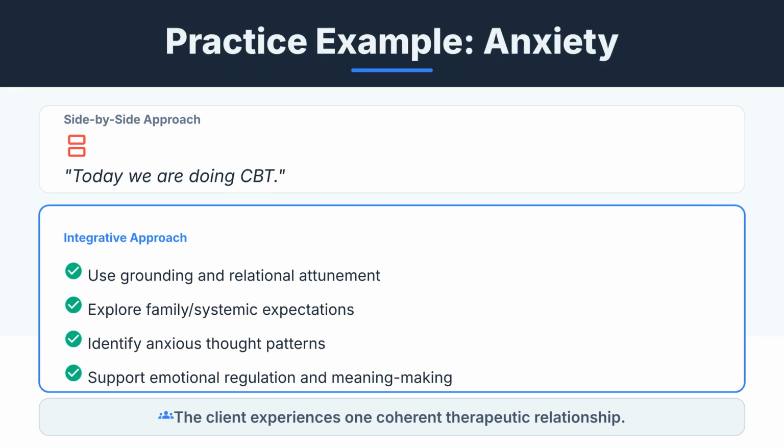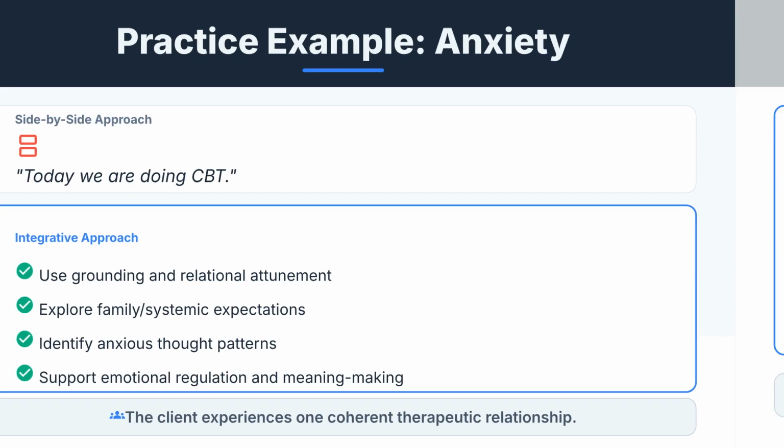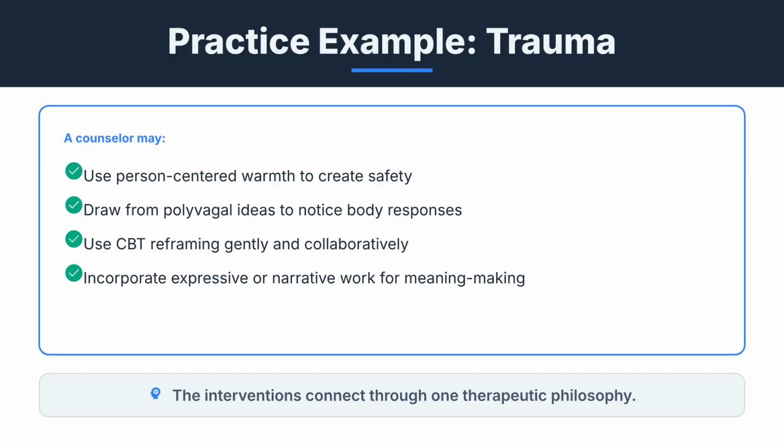In treating anxiety, a side-by-side approach might say, "today we are doing CBT." An integrative approach is grounding, relational attunement, systemic exploration, and cognitive work, all connected by one clinical rationale. The client experiences one coherent therapeutic relationship. For trauma, an integrated counselor uses person-centered warmth for safety, polyvagal ideas to notice body responses, CBT reframing collaboratively, and narrative work for meaning-making. The interventions connect through a single therapeutic philosophy, emphasizing pacing and client safety.